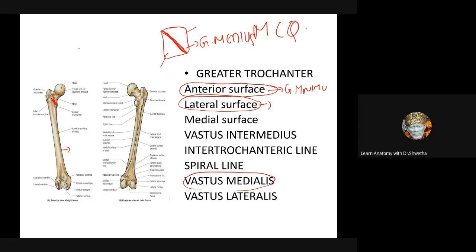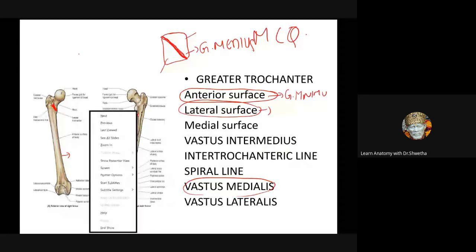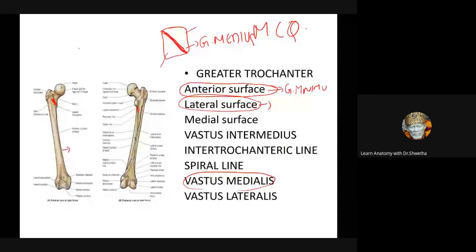I will trace, you tell me. It passes through what line? Spiral line. It passes through the spiral line, then the medial lip of the linea aspera, up to the upper two-thirds of the supracondylar line. Once again, we will trace, students. This is an MCQ question. It arises from the lower border of which line? Intertrochanteric line. Now trace it. What is this? Spiral line, medial lip of the linea aspera, up to the upper two-thirds of the supracondylar line. Only so much. Okay.